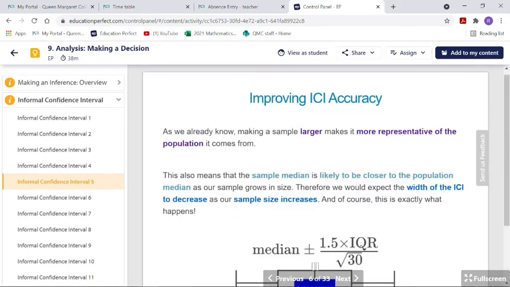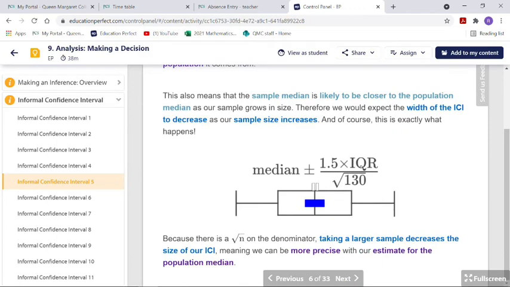Now, the bigger the sample is, the bigger the number is that you divide by, okay, then the smaller the confidence interval is going to be. Now that makes perfect sense if you think about it. If you divide an 8 by a 2, what do you get? A 4. But if you divide an 8 by a 4, what do you get? 2. So the bigger the number is on the bottom that you're dividing by, the smaller the answer is. Does that make sense? Okay.